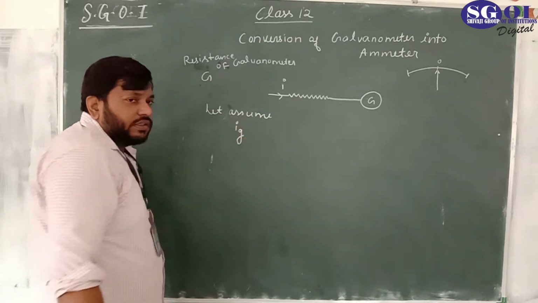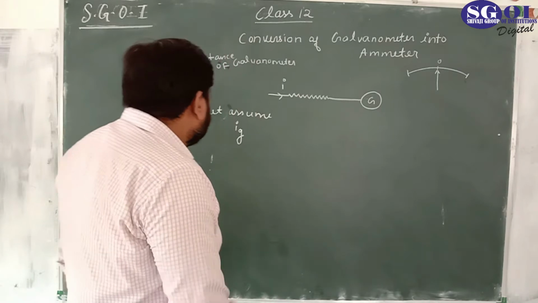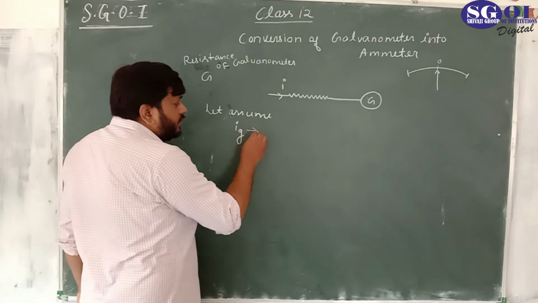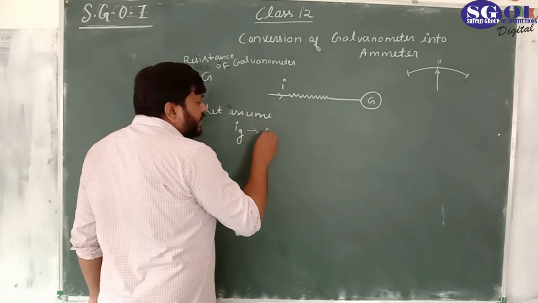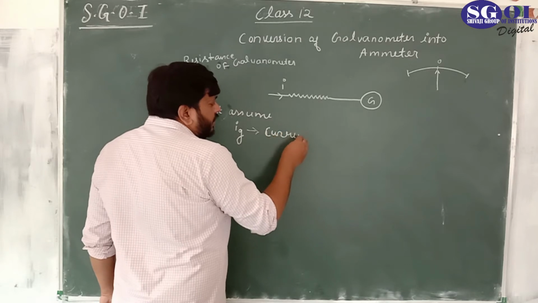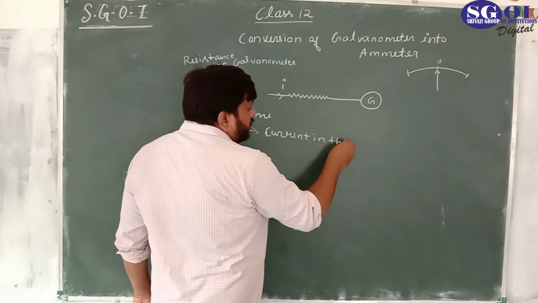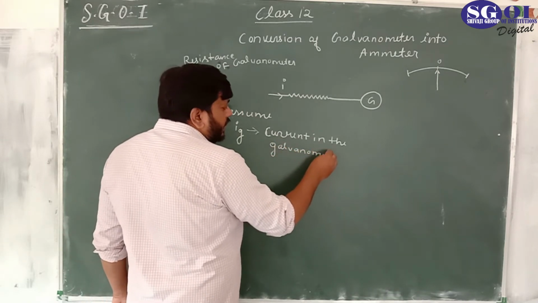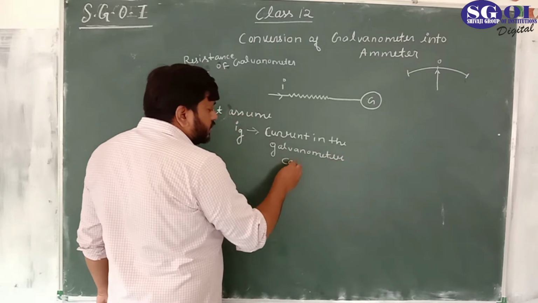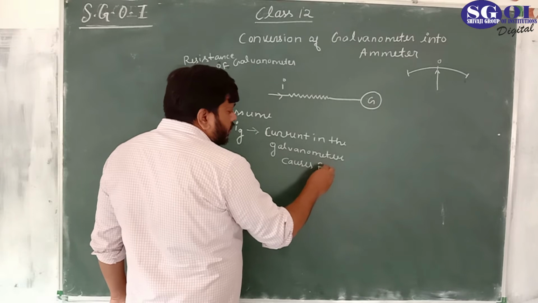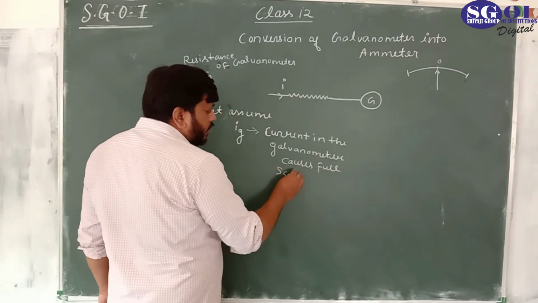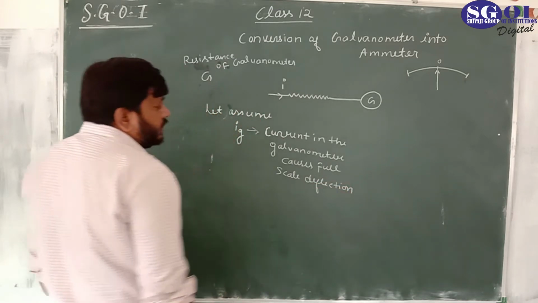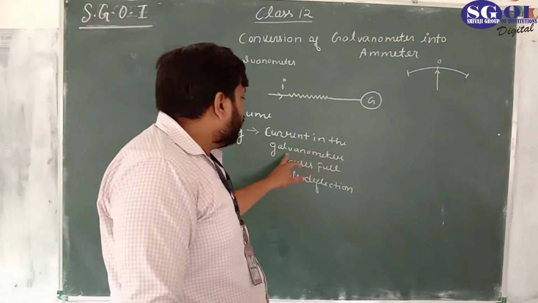Let's assume Ig is the current in the galvanometer which produces the full scale deflection. This is very important. Ig is the current in the galvanometer that causes full scale deflection.